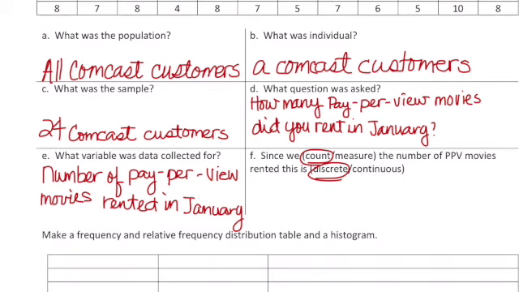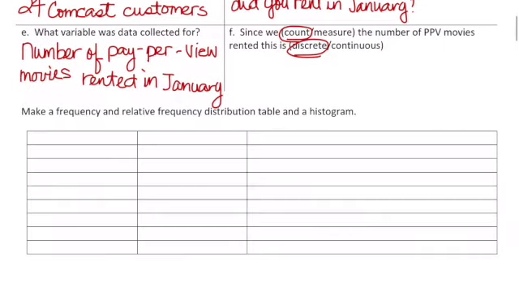The last thing I want to discuss is that we are counting how many movies. So therefore, it's discrete also, because we don't have 1.1 movies or 1.2 movies. Discrete is like the whole numbers. Just a quick reminder.